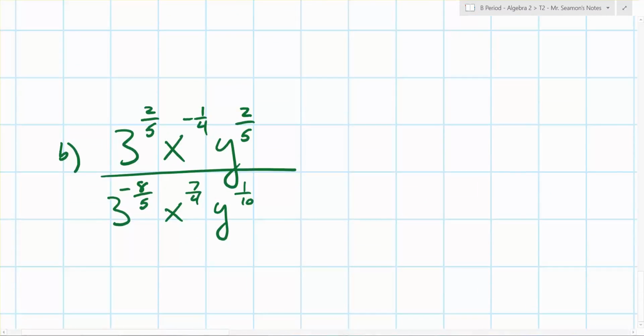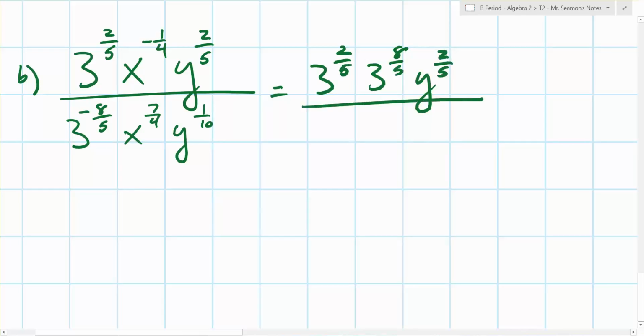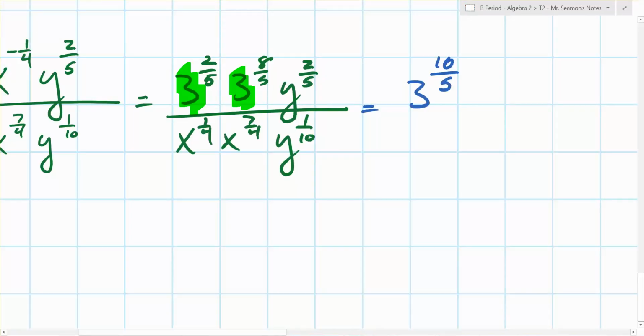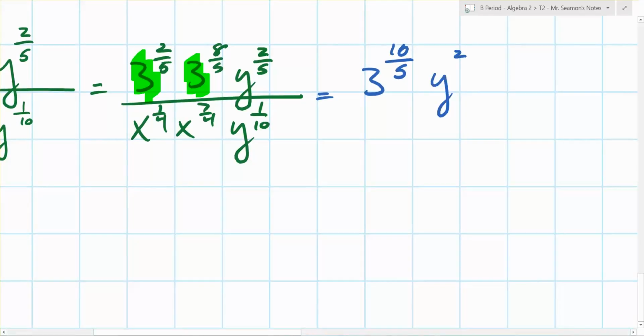It was fantastic. Moving on to this one, a great first step I saw some people do was they moved some things around. So they brought up 3 to the 8/5, kept the y to the 2/5, and put it over x to the 1/4, x to the 7/4, and y to the 1/10. Well, you have the same base on top, and everything's being multiplied. So you have 3 and 3. So how many 3s? You have 3 to the what power? 10 over 5. So that'd be 3 squared. Yep. And then you still have y to the 2/5 all over x to the what? Squared. Yep, x squared and y to the 1/10.